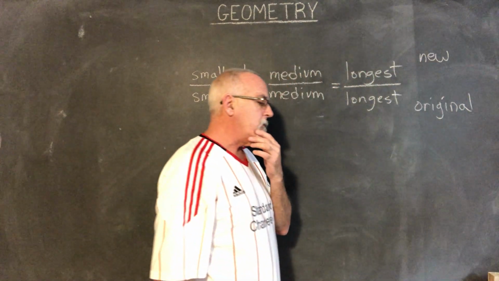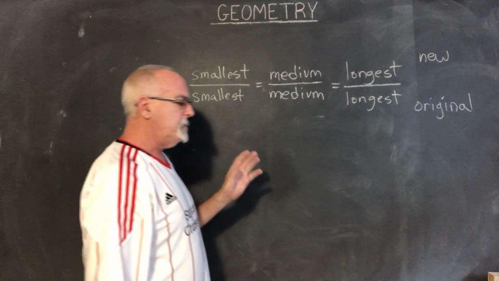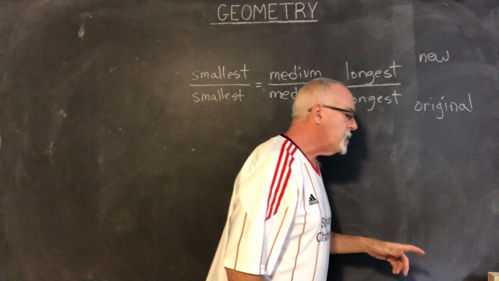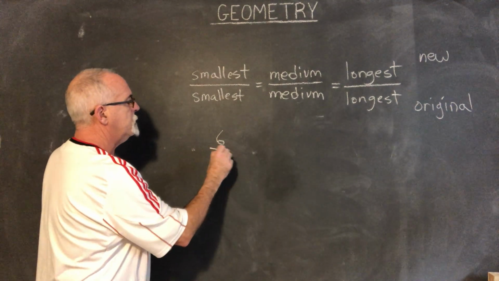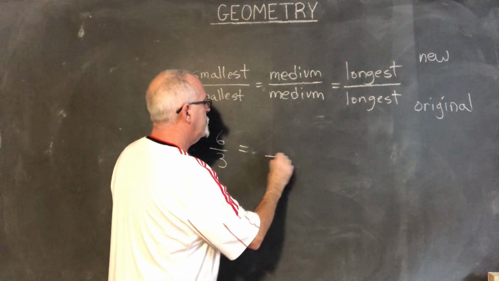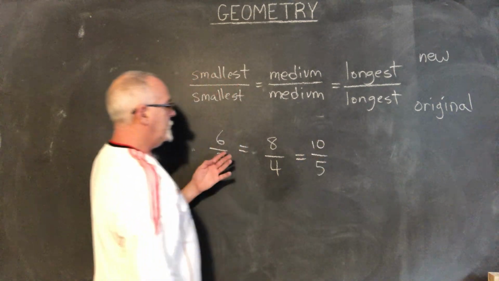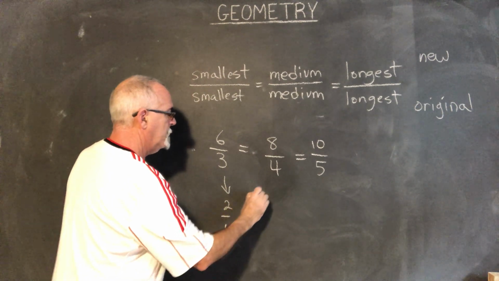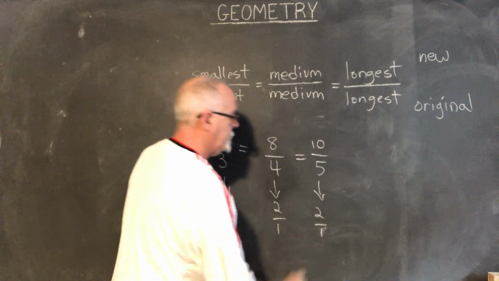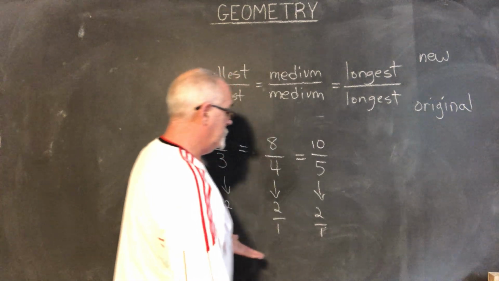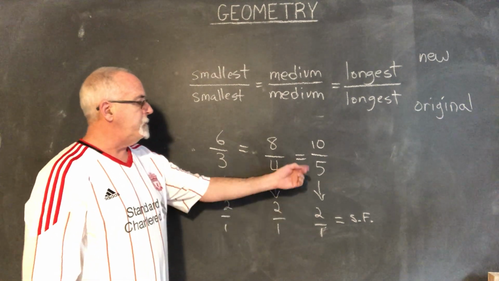And then I try to remember what was going on with my first two triangles. The smallest side of the smaller one was 3 inches, and that was my original. And the smallest side of the larger one was 6 inches. Mediums were a 4 and an 8, and the longest were a 5 and a 10. And all of these reduce to 2 over 1. That's a 1, and that's my scale factor. 2 to 1 is my scale factor, which is a reduced version of all three of these fractions.